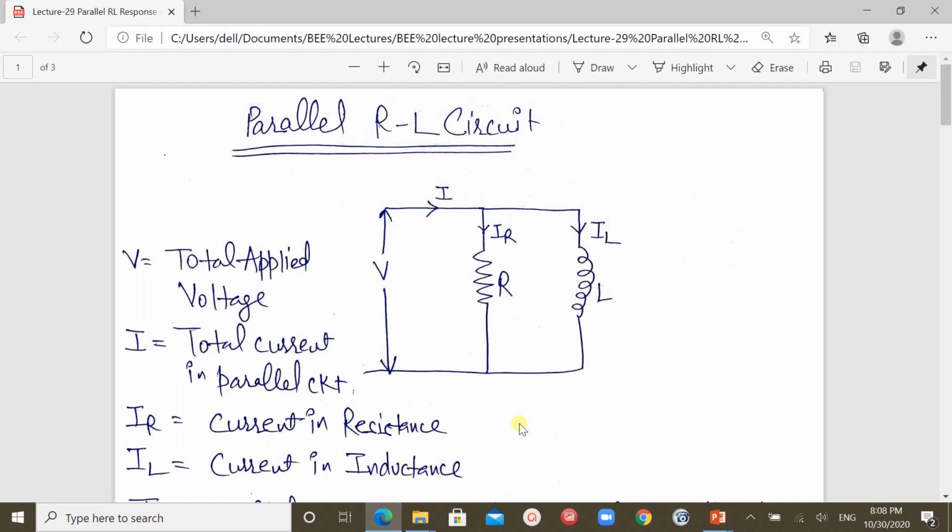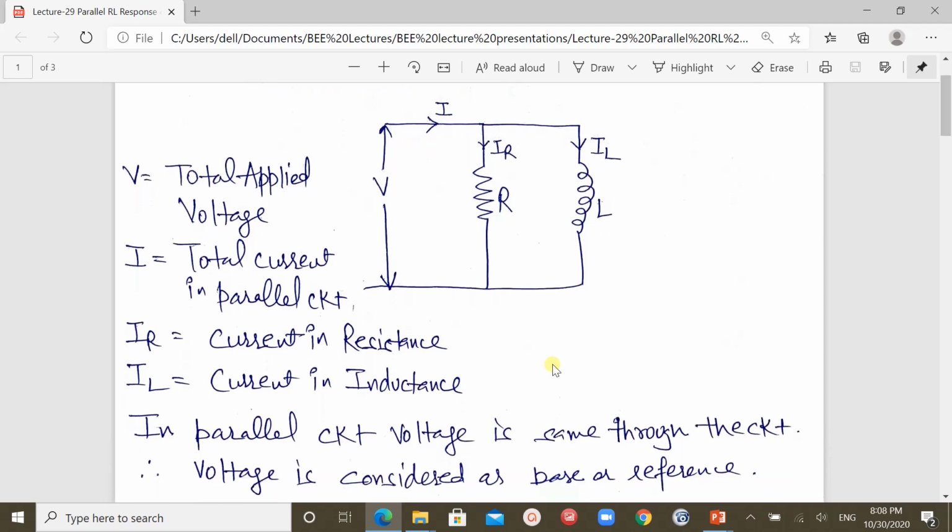So in the previous videos we discussed the RL, RC and RLC circuits in series, but here we discuss parallel RL circuits. The diagram shows that R and L are connected in parallel, and the current flowing in R is IR and the current flowing in L is IL, and the total current is I and the applied voltage is V. So V is the total applied voltage, I is the total current in the parallel circuit, IR is the current in resistance, IL is the current in inductance.